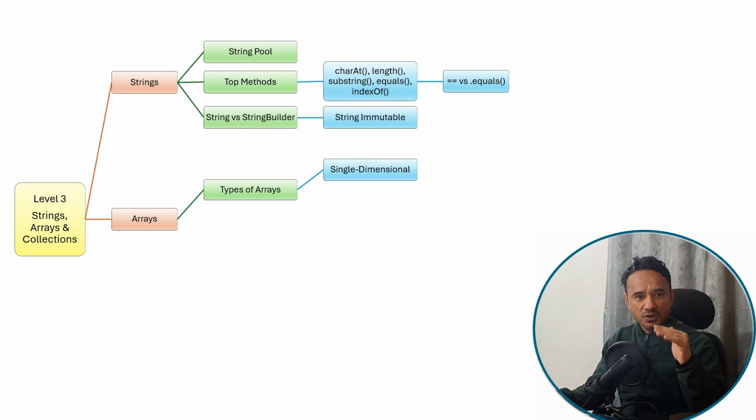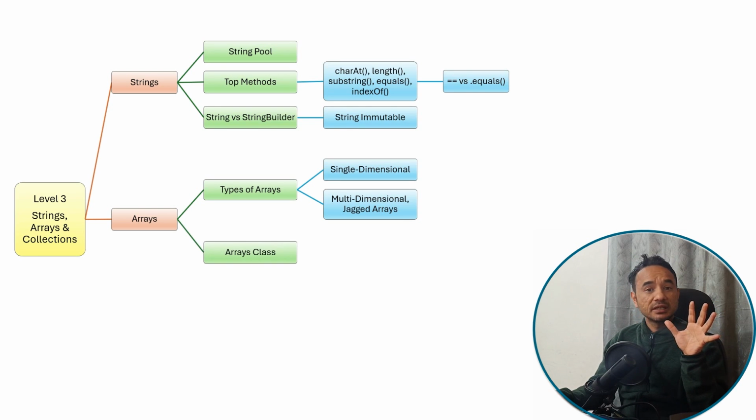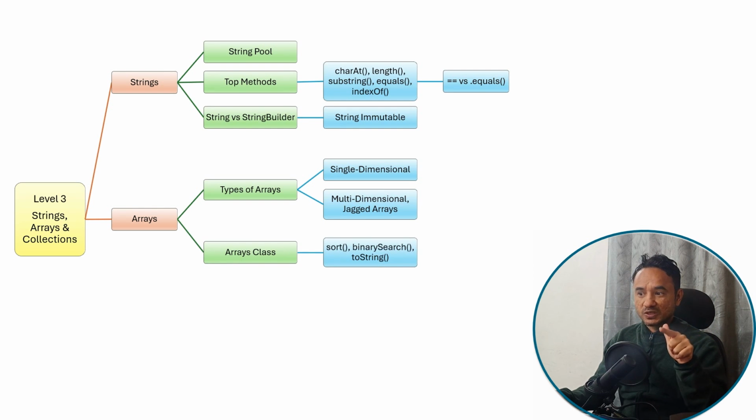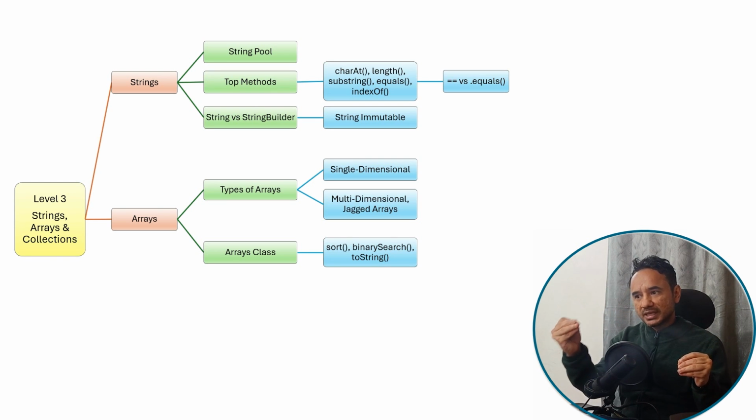Single dimensional array, which we use 90% in our projects, but there are multi-dimensional and jagged arrays also, but they are slightly optional. Okay, you can leave them also. And then cover the important methods of the array class. For example, sort, binary search and toString. Again, I am only pointing to the important things, not all the things. Because you can't cover all the things, we mostly use these methods only in our application 90% of the time.